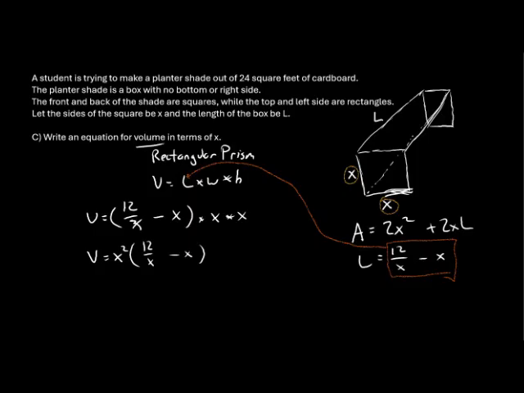We'll now multiply that x squared times 12 over x and times negative x. If we multiply x squared times 12 over x, we'll end up with 12x. The x on the bottom and one of the x's on the outside will cancel. And x squared times negative x will give us negative x to the third. And so this is our equation for volume, 12x minus x to the third.